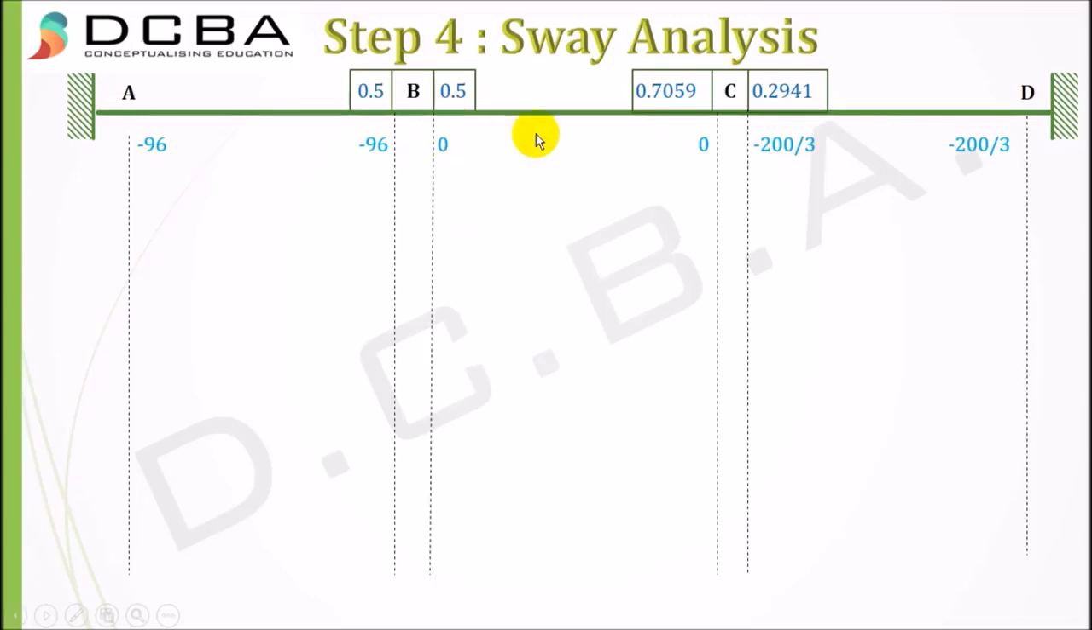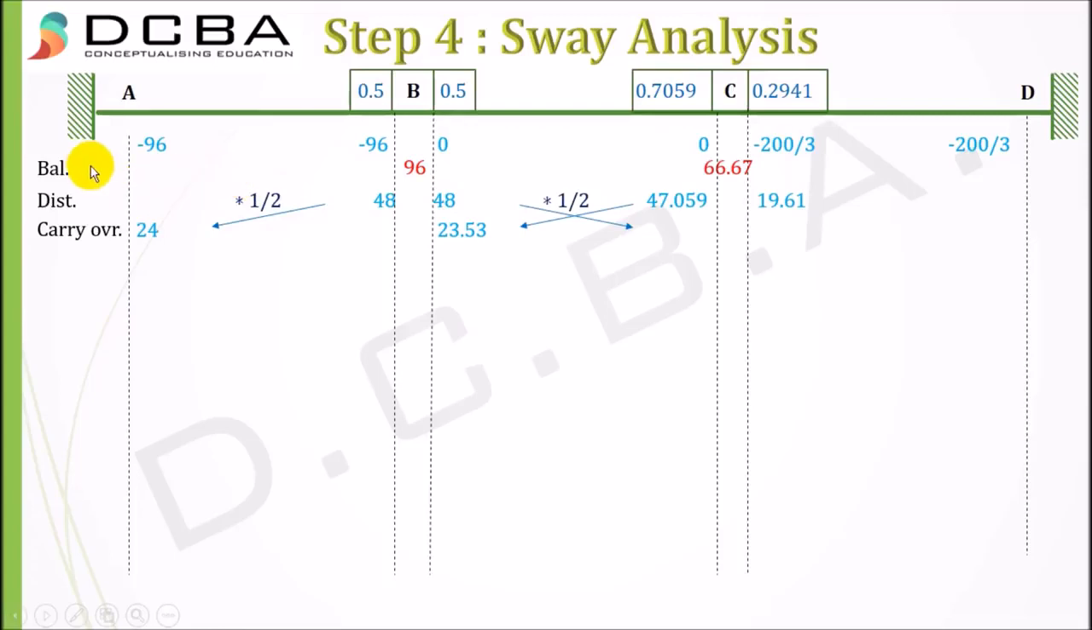Note here that for BC and for CB it is 0. Now again starting with our moment distribution iteration, that is the balancing step. So it will be plus 96, here it will be plus 200 by 3. Then the distribution step, multiplying this by the distribution factor. Note here that distribution factors remain the same. You don't have to calculate the distribution factors again because they'll remain the same. And then the carry over step.